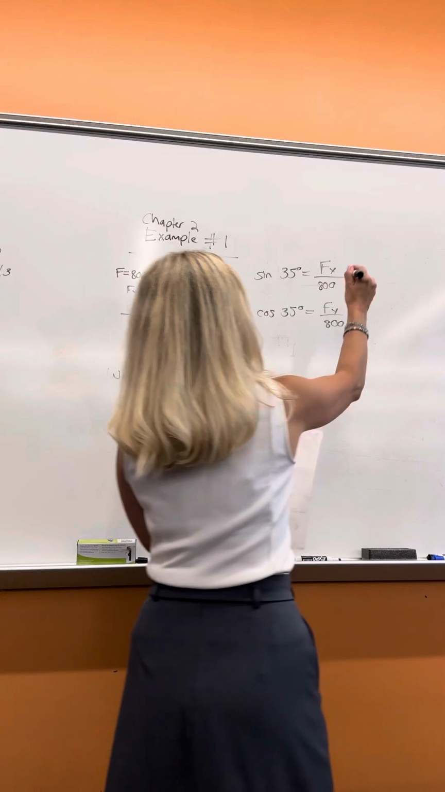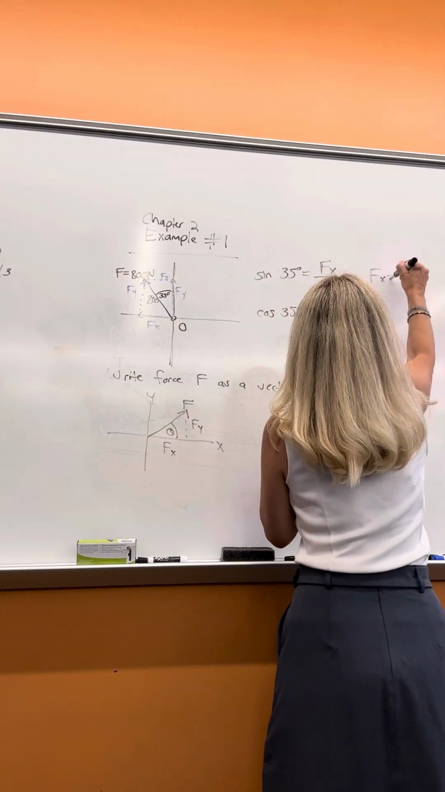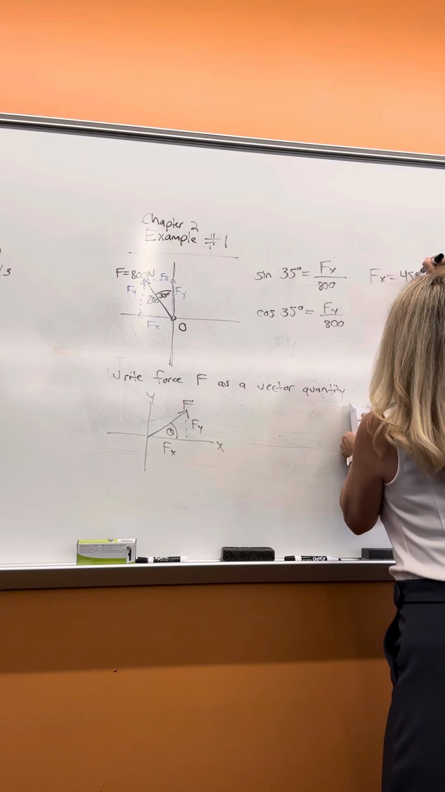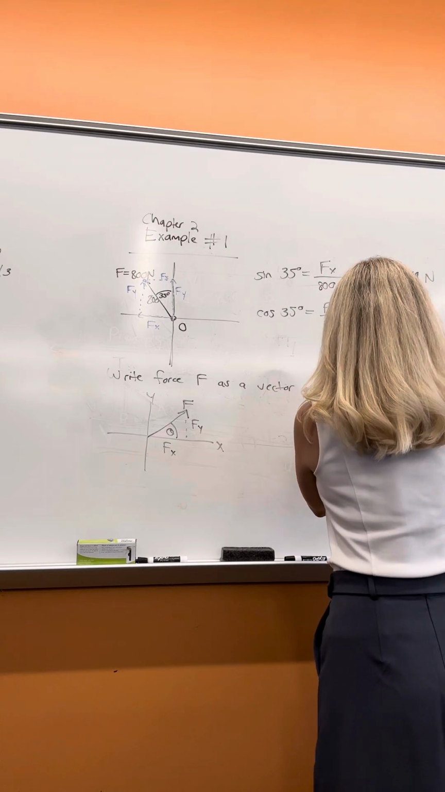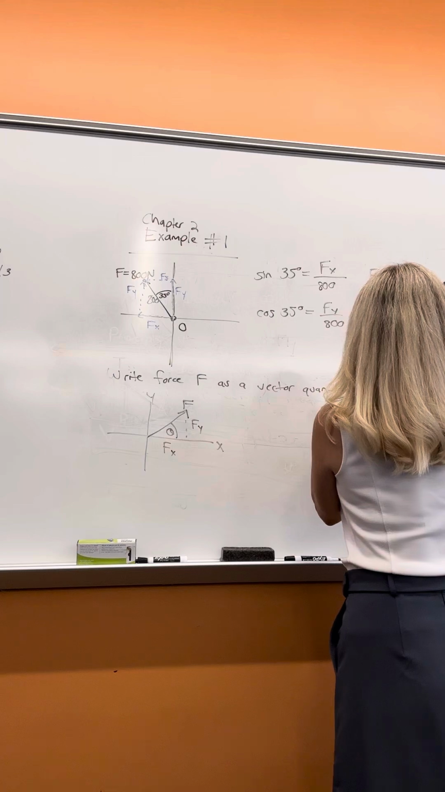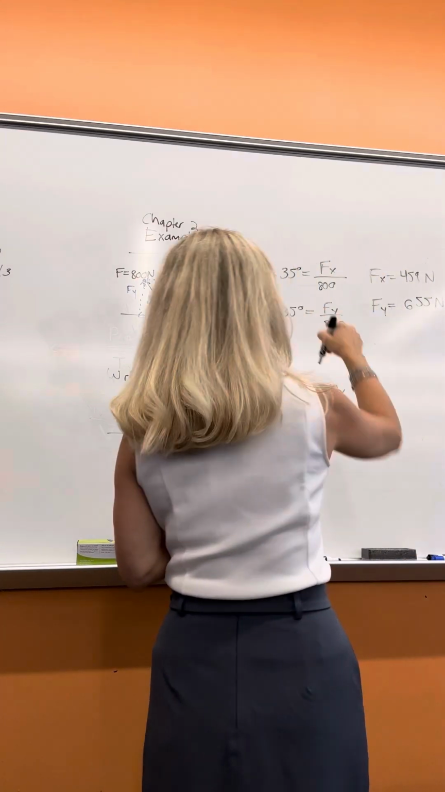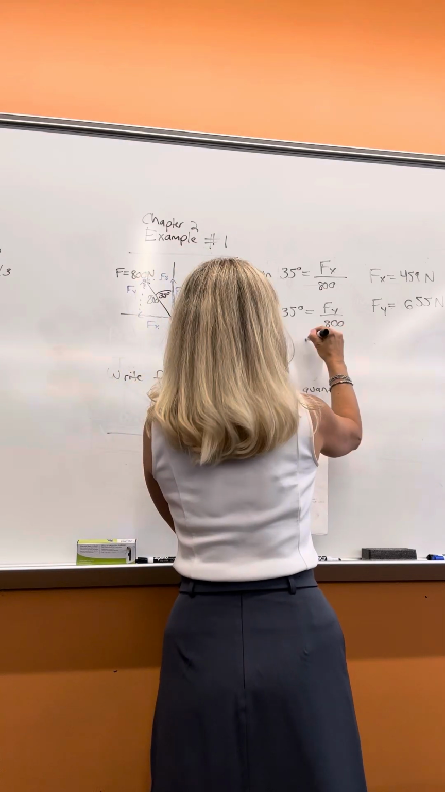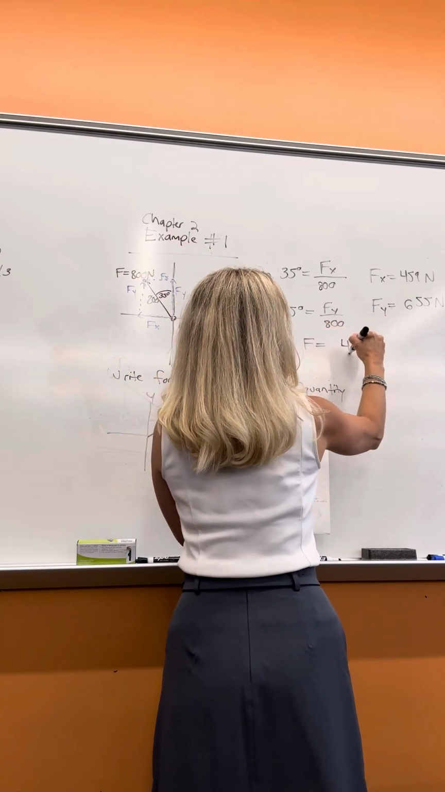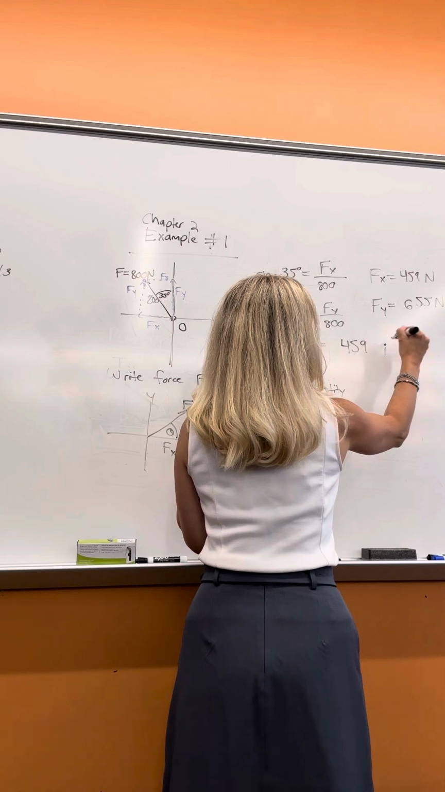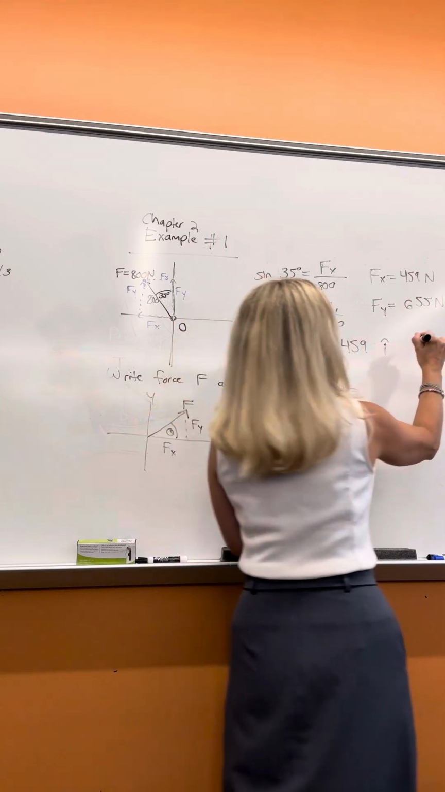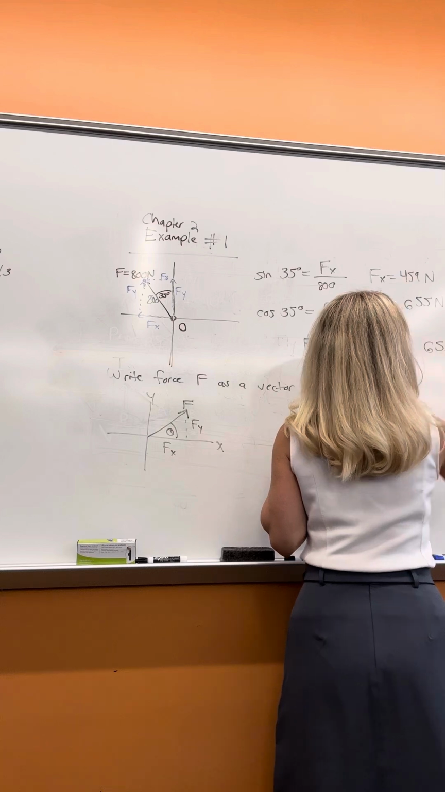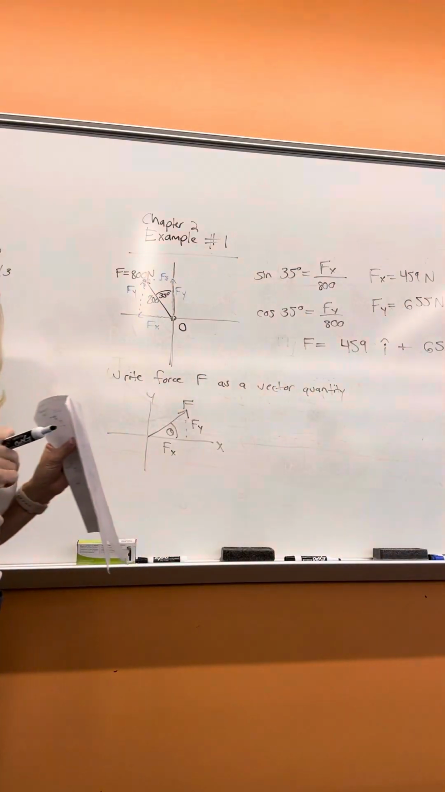Okay, then we can pretty easily solve this, and we get Fx equals 459 newtons. Make sure you have your units. And Fy equals 655 newtons. So if I'm going to write this as a vector quantity, I say that F equals 459 in the i, and you can put the little hat over there if you'd like, plus 655 in the j. Is that enough? Is that right?